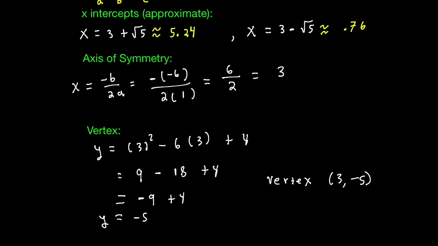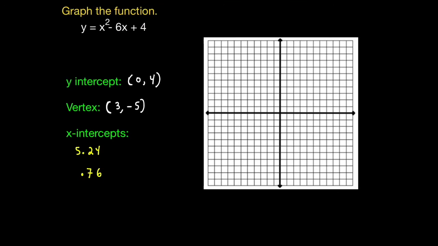The only thing left to do now is to graph the function. So I've translated all of the key values that are going to help me do a nice sketch of the parabola. So beginning with the y-intercept, that's going to be at (0, 4). Next, I'll plot the vertex (3, -5). So that's going to be at 1, 2, 3, and then we're going to go down 5. 1, 2, 3, 4, 5.